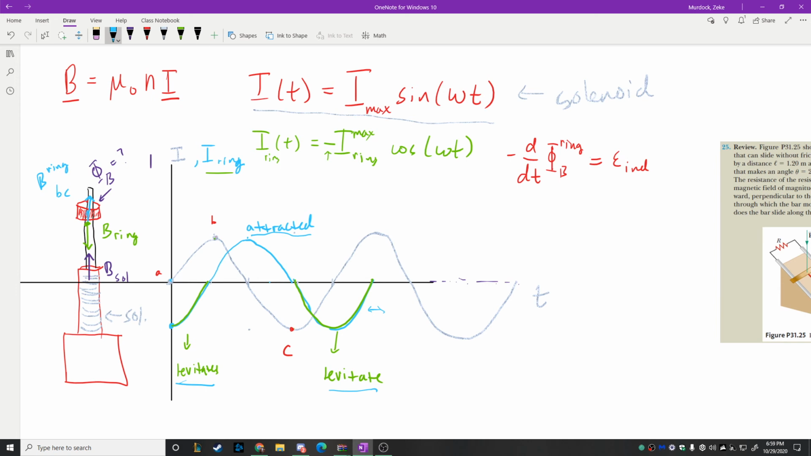The current in the ring is varying as a function of time, right? And that current thereby produces a magnetic field for the ring. But this magnetic field is also a function of time, right? So it leads to an additional, what we call a back EMF, basically. It produces a back EMF. If that makes any sense.